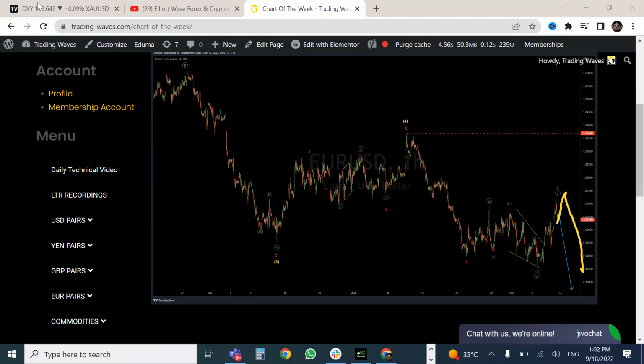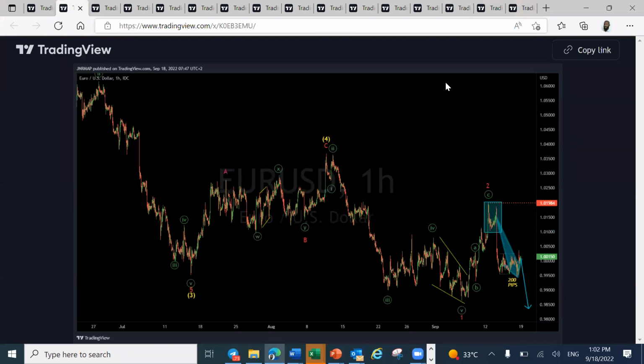So if you'd watched that, you should have made some money on the chart of the week, euro US dollar. Now, what is the outlook going forward? The outlook for the euro is that we are anticipating a bit of corrective structure here and continuation to the downside. I'll show that when we start with the market analysis shortly.